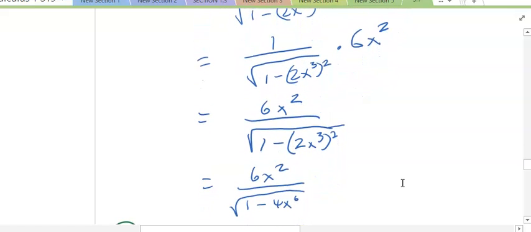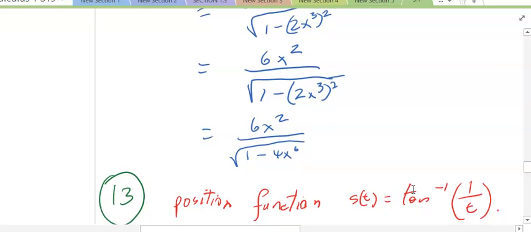If you want to expand that out a little bit further, you can, to make it 6x squared over radical 1 minus 4x to the 6th power. That is fine. Okay, let's look at another problem.